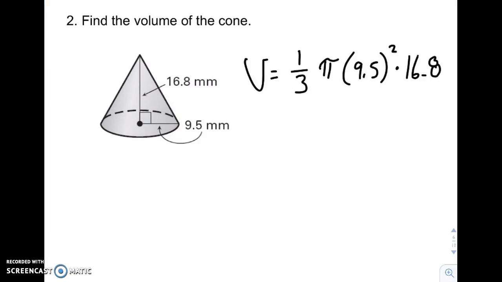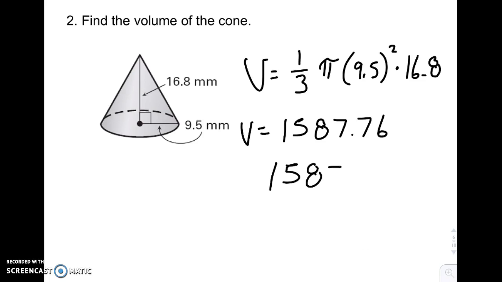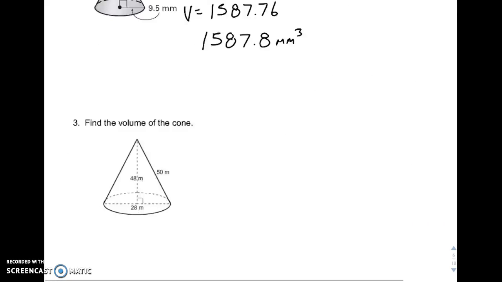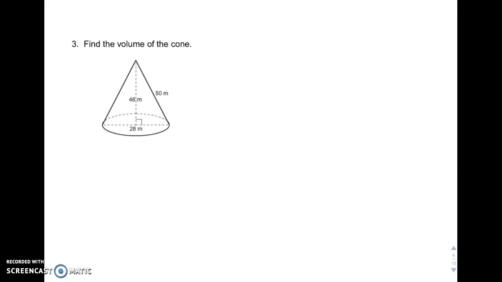So just remember that 1/3 is just simply 1 divided by 3. We'll multiply by 9.5 squared, multiply by 16.8, and we find out we have a volume of 1,587.76. We'd round this to 1,587.8 cubic millimeters. I'd like you to try the last one on your own.